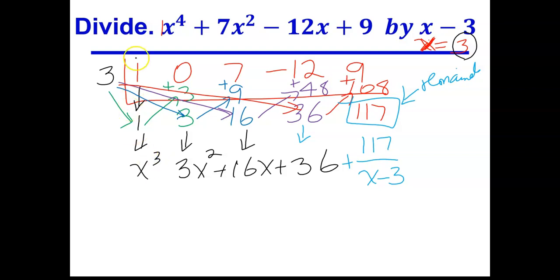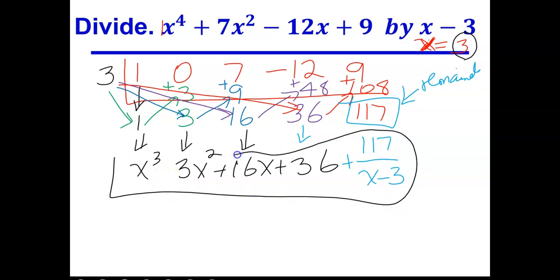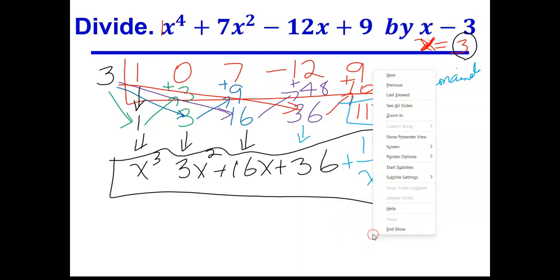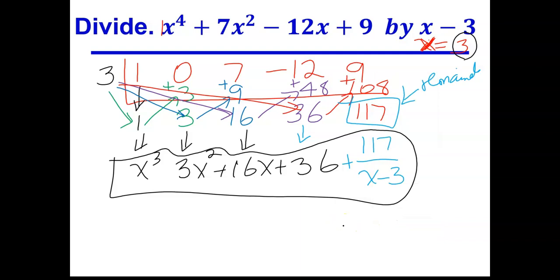So whenever we divide, the degree reduces. We started with our fourth degree, now we have third degree, and so that would be our answer. We just do this one step, we have a remainder, and we can check this in our calculator to see if the remainder is really 117. We'll check that later.